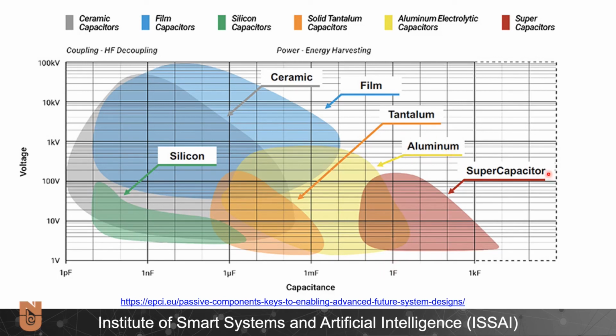And right now, there is also a new emerging technology used in power electronics in conjunction with new lithium-ion batteries, which are called supercapacitors. These supercapacitors have similar characteristics to batteries, and they can have extremely high capacitance values, up to 1 kilofarad. However, the voltage values of these supercapacitors are much lower compared to the other capacitors we have.